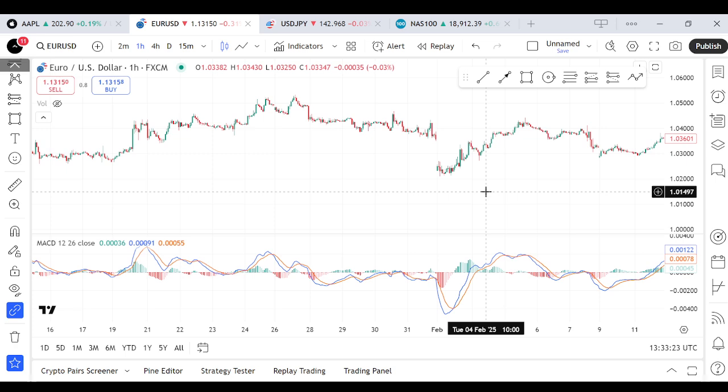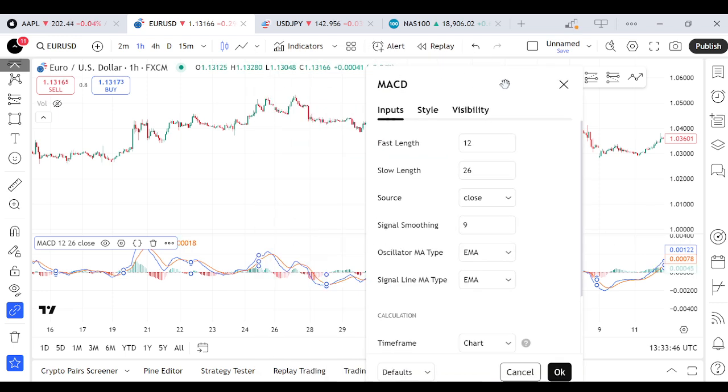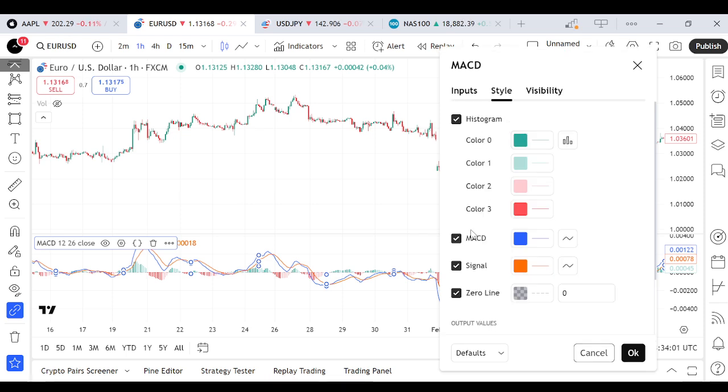First of all, I would like to explain the MACD indicator, which is this indicator here. It is a technical indicator widely used by traders to analyze market momentum and identify potential trend reversals. It is built on the relationship between two exponential moving averages, EMAs, and we're talking about the 12 period EMA and a 26 period EMA, the fast length and the slow length, as you can see in the settings. The difference between the EMAs forms the MACD line, which is then compared to a 9 period EMA called the signal line. Now the MACD line is the blue line and the signal line is the orange line.